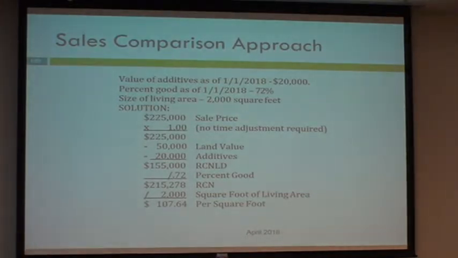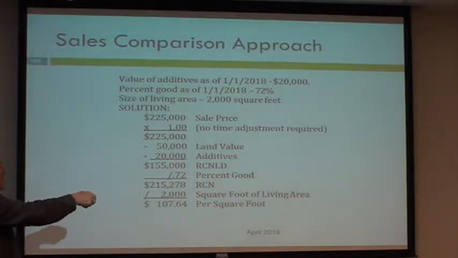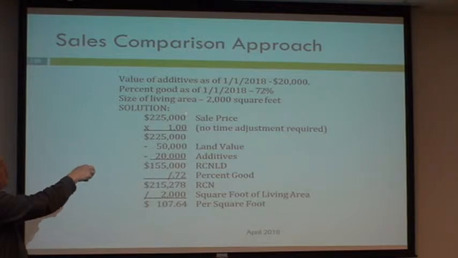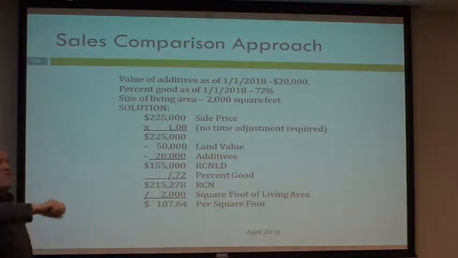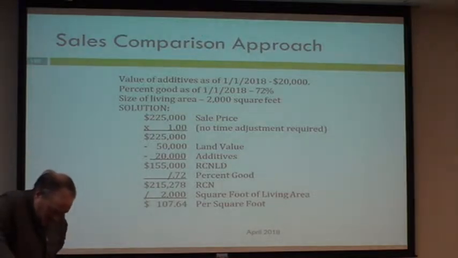Okay. So the land's 50. The additive's 20. So we're back to 155 just for the house. And that's the RCN LD, replacement cost new less depreciation. Now then, we want to change this to what? A new cost. We want to make it a new house. It's a depreciated house here. Out of this 225 sales price, this house itself is 155. We want to figure out what that new house will cost.